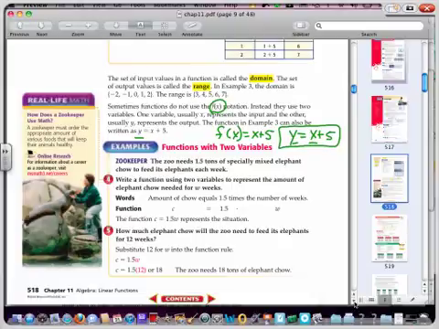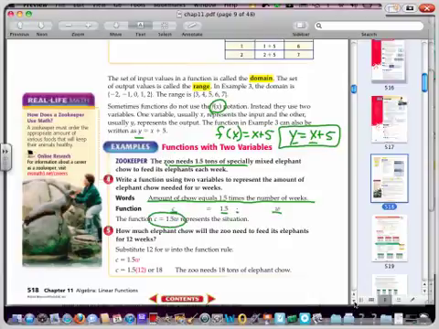So let's take a look at this example. The zoo needs 1.5 tons of specially mixed elephant chow to feed its elephants each week. Write a function using two variables to represent the amount of elephant chow needed for W weeks. Alright, if you take the words right here and change them into symbols, the amount of chow becomes a variable c. Equals, we change that into an equal sign. 1.5 times. The number of weeks we'll change into a variable called w. So there's my function. Pretty straightforward.